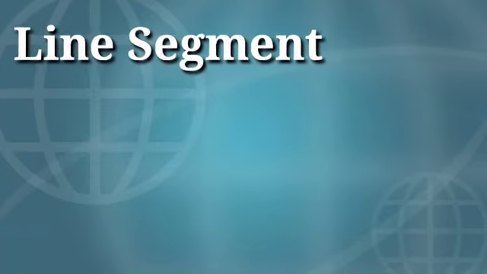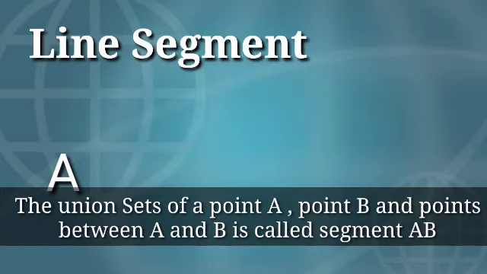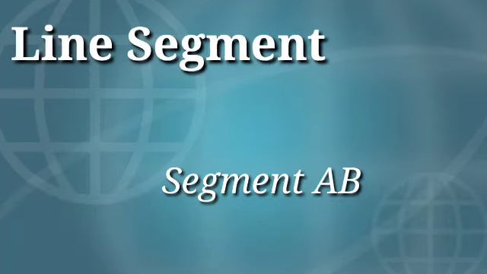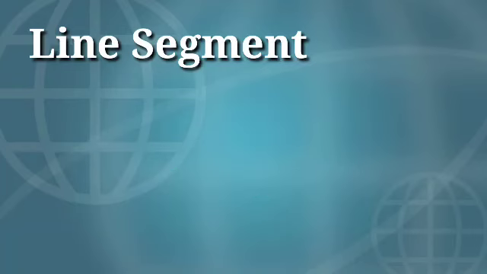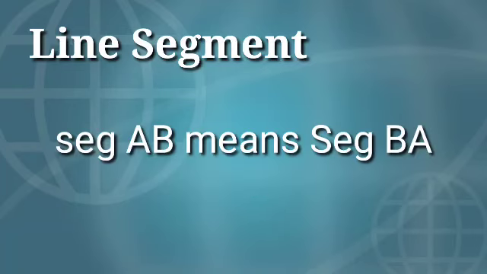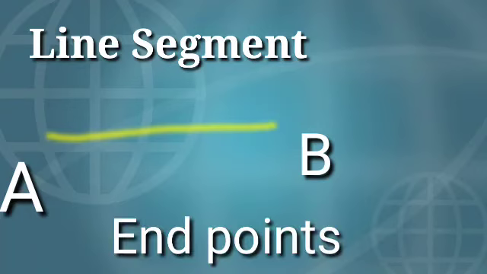And the first is a line segment. Friends, the union set of point A, point B and points between A and B is called segment AB. Segment AB is written as seg AB in brief. Segment AB means seg BA. Point A and point B are called the endpoints of a segment AB.